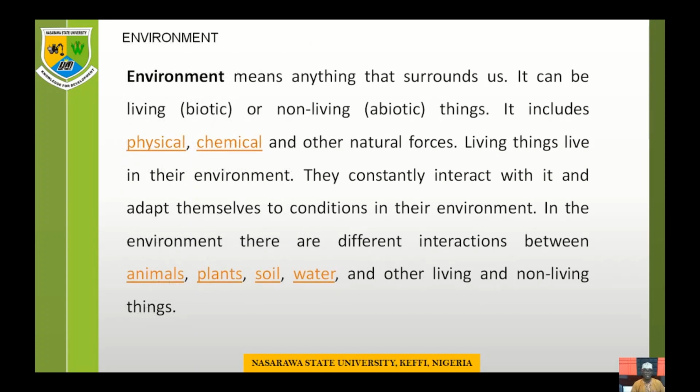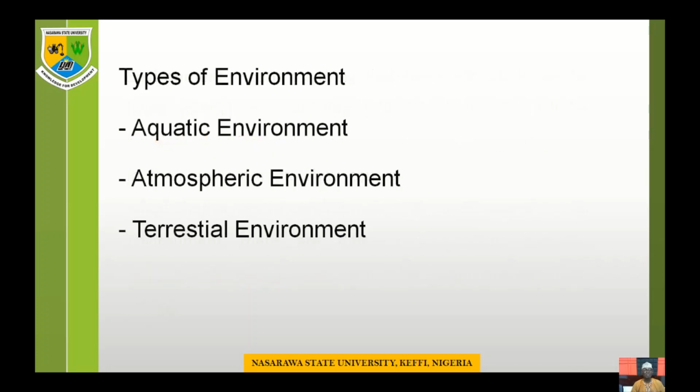Environment. What is environment? Environment means anything that surrounds us. It can be living, that's biotic, or non-living, that's abiotic things. It includes physical environment, chemical environment, and other natural forces. Living things live in their environment. They constantly interact with it and adapt themselves to conditions in their environment. In the environment, there are different interactions between animals, plants, soil, water, and other living and non-living things.